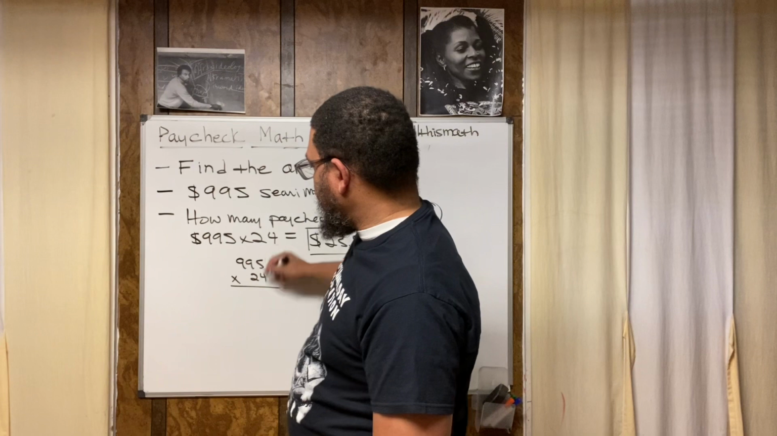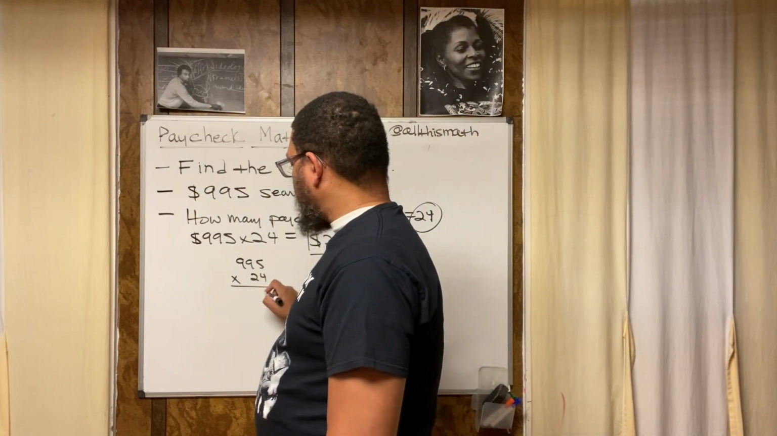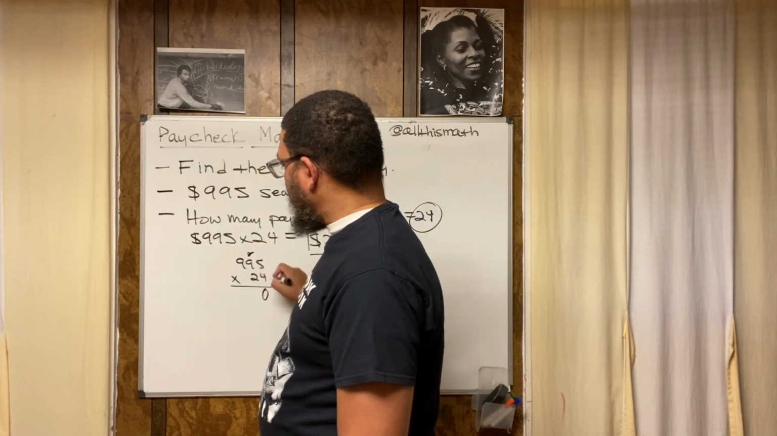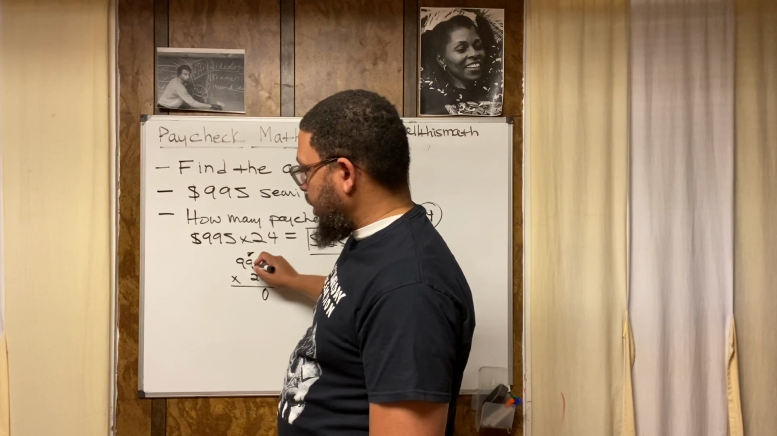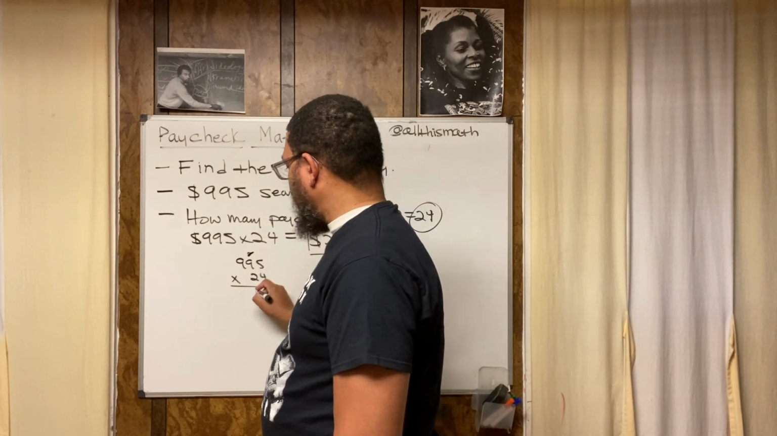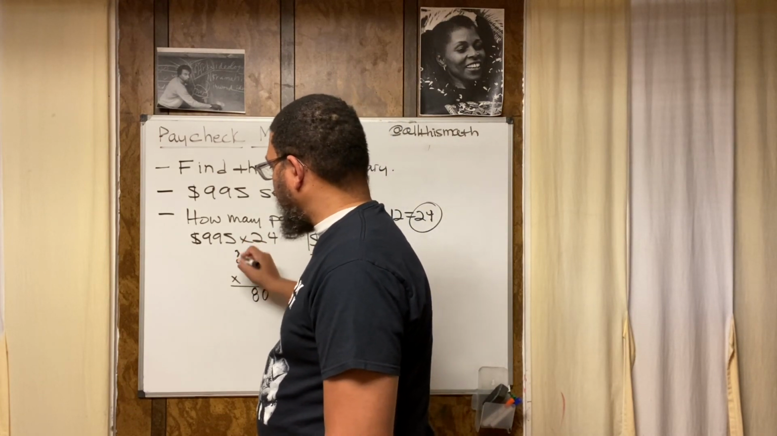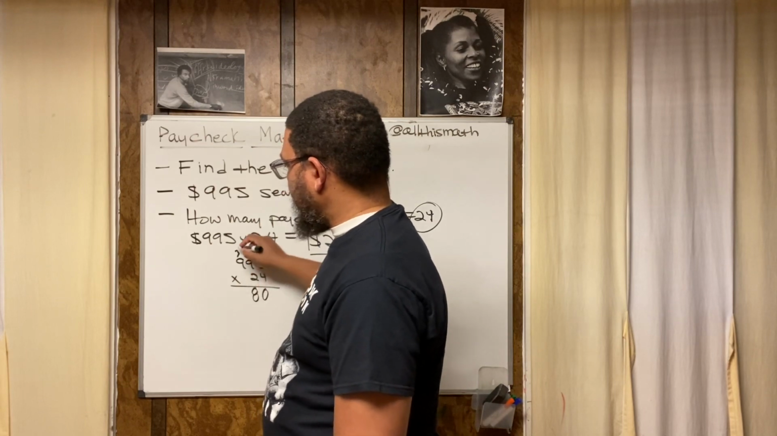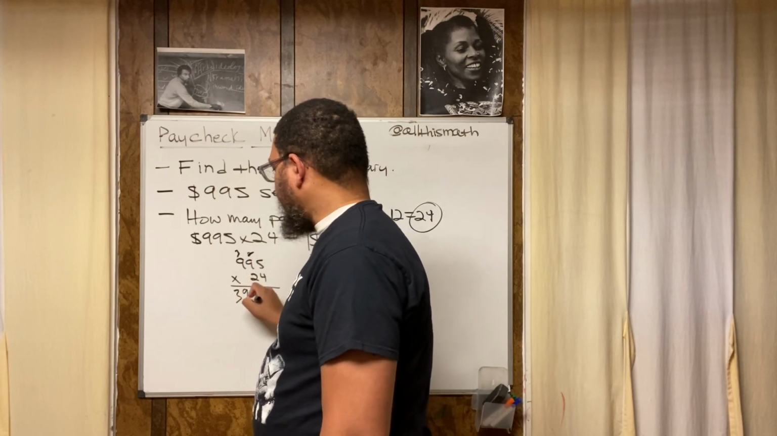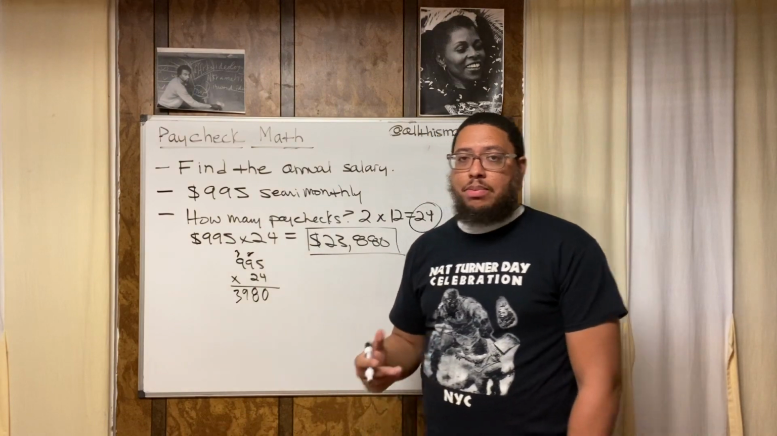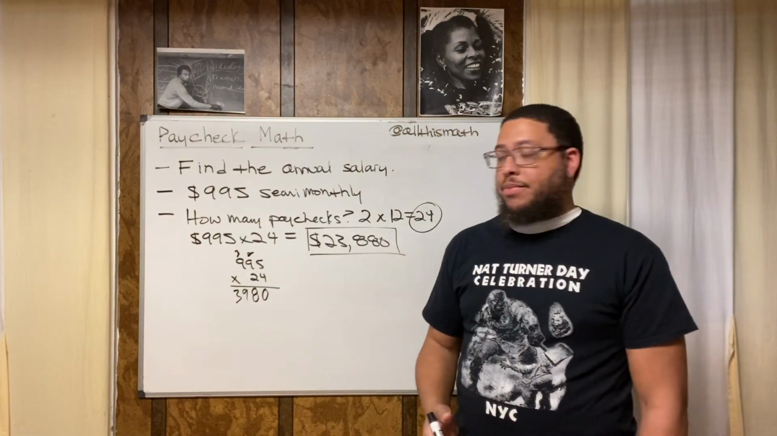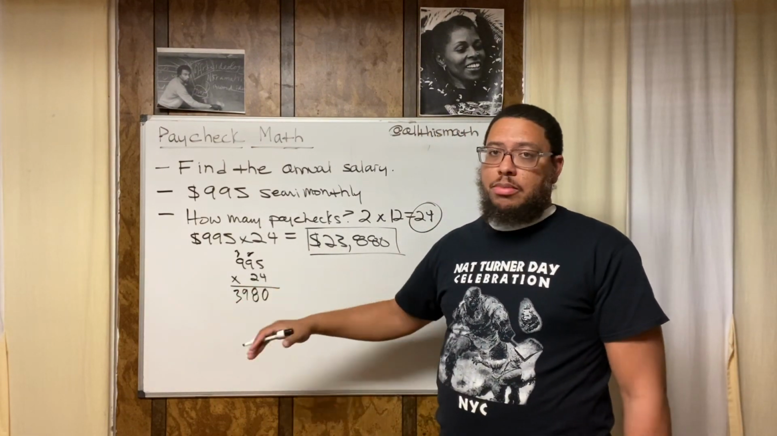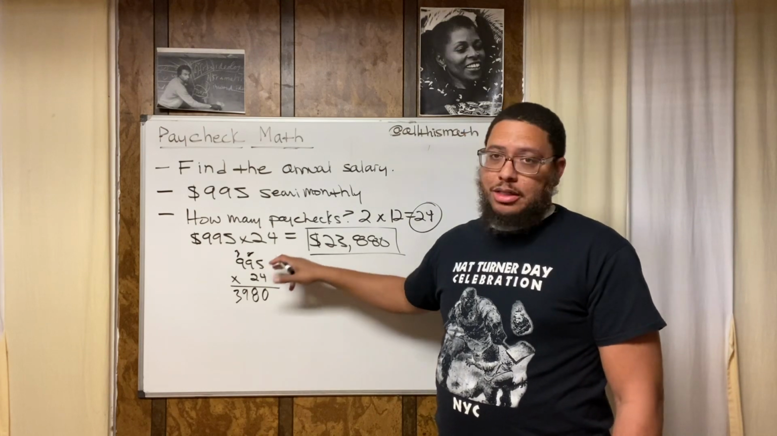All right, now, watch me work. 4 times 5 is 20. Put the 0 right there, carry the 2. 4 times 9 is 36. Add the 2, you get 38. Put the 8, carry the 3. 4 times 9 is 36. Add the 3, 39. Notice how I know my multiplication facts by heart. That makes this easy. If you don't know your multiplication facts by heart, that makes this difficult.